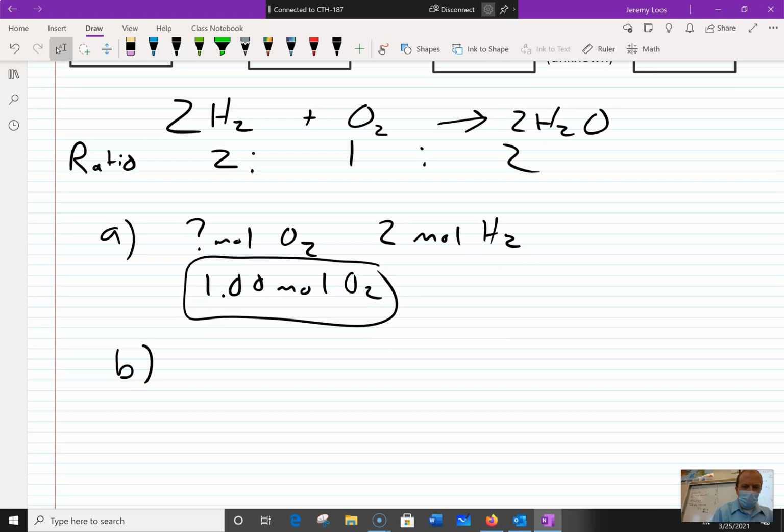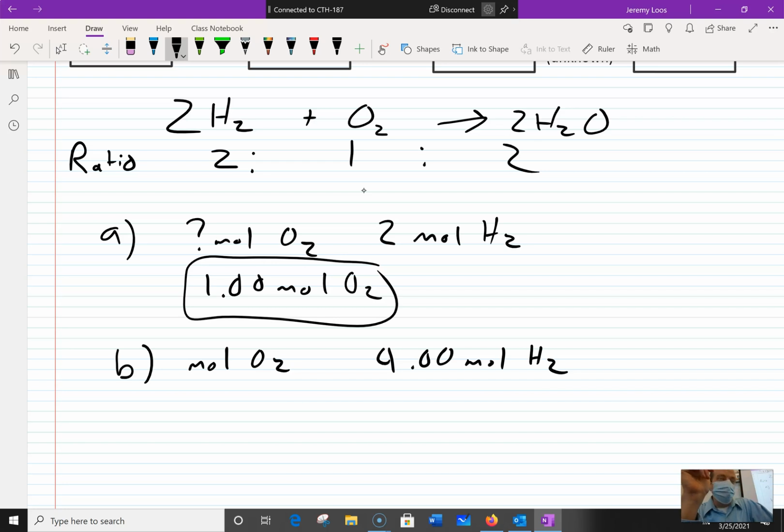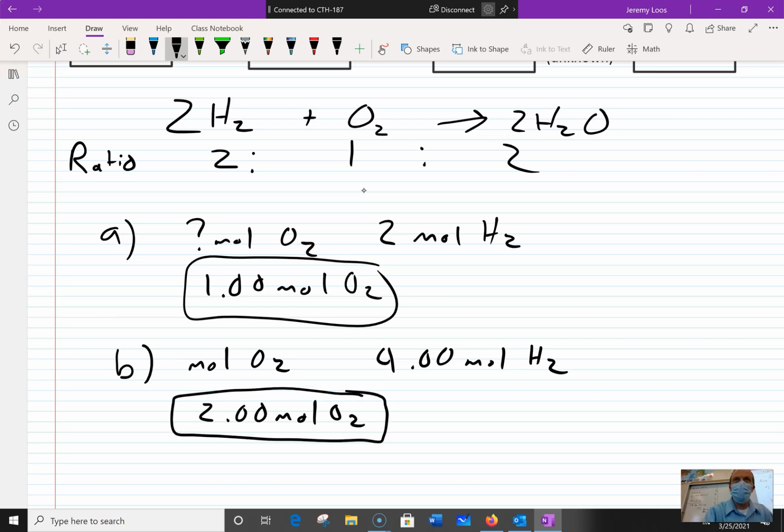If we look at B, how many moles of oxygen? So again, we want to know moles of oxygen, but this time it says 4 moles of hydrogen. So if 2 moles of hydrogen react with 1 mole of oxygen, 4 moles of hydrogen would react. How many moles of oxygen would that be? 2. That's correct. It's 2. It's half as many because it's a 2 to 1 ratio. So on problems like these where it's just moles to moles, all I'm thinking about is the ratio and keeping it in the right proportion.